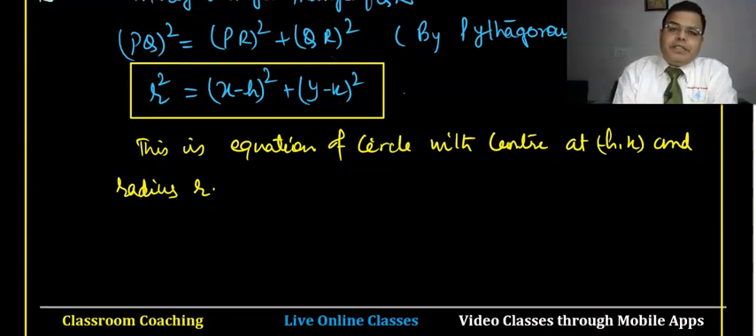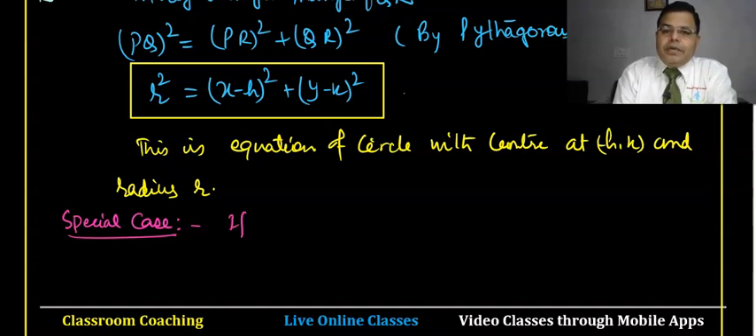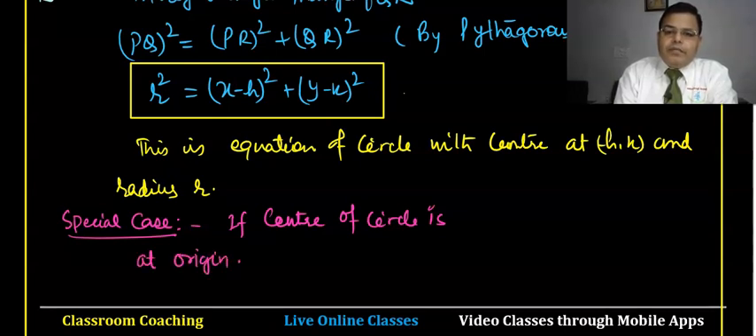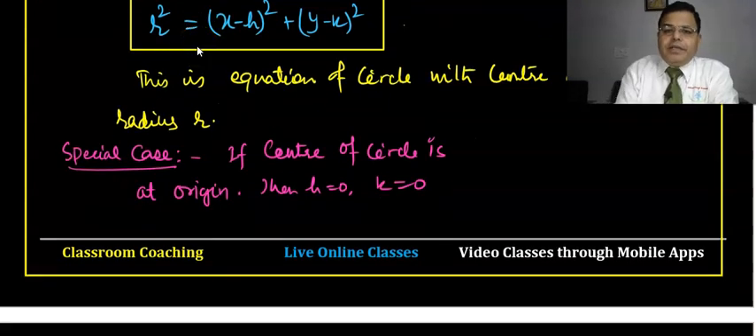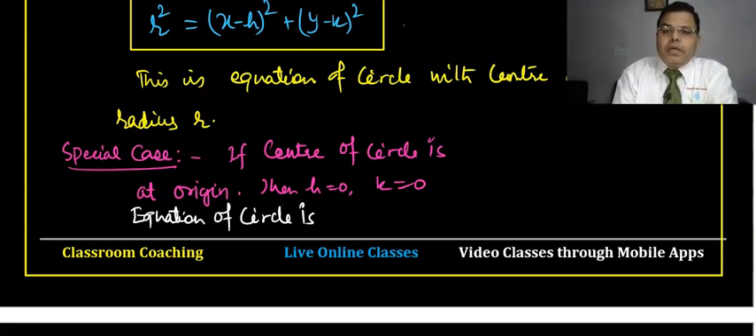Now there is a special case. What is that? If the center of circle is at origin, then h is equal to 0, k is equal to 0, and the equation of circle is what? x square plus y square is equal to r square.